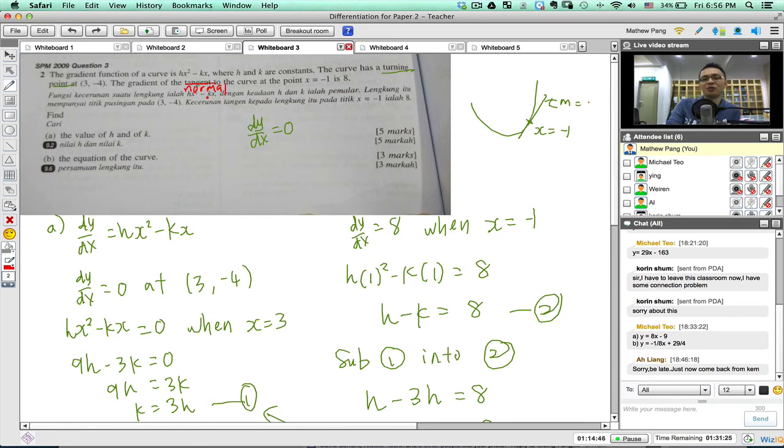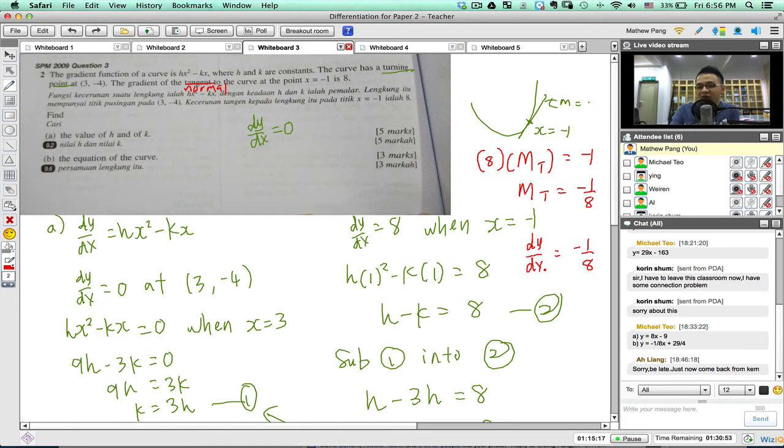If I change the tangent to normal, now I know the gradient of the normal equals 8. This is not dy/dx, because dy/dx equals 8 only when it's tangent. So what I need to do is 8 multiplied by the gradient of the tangent equals negative 1. So the gradient of the tangent equals negative 1 over 8. You must find the gradient of the tangent first. Then only after that do you write dy/dx equals negative 1 over 8.